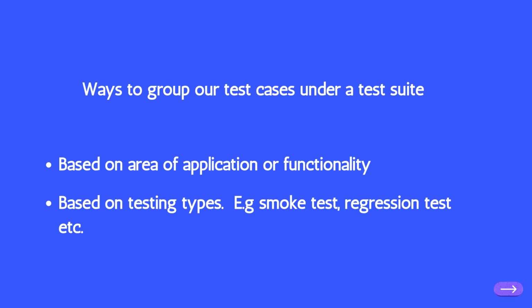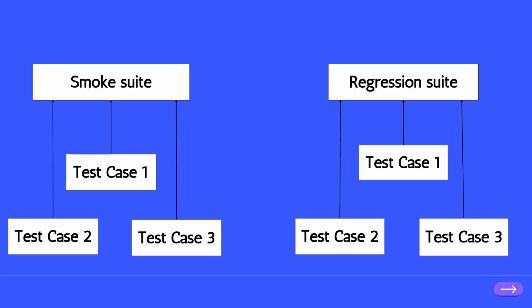Another way we can also create our test suites is based on our testing type. For example, we have test cases that cover our smoke test or regression test. So all of our test cases that have the smoke testing type can be grouped into a smoke test suite, and all that have a regression testing type can be grouped into a regression test suite. So let's dive right in.